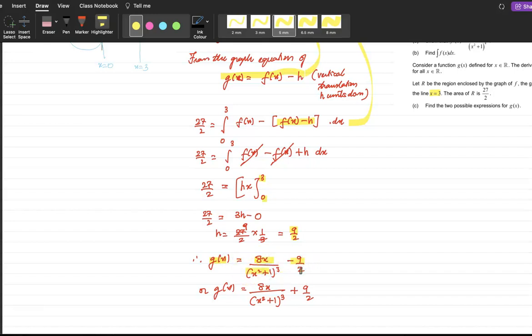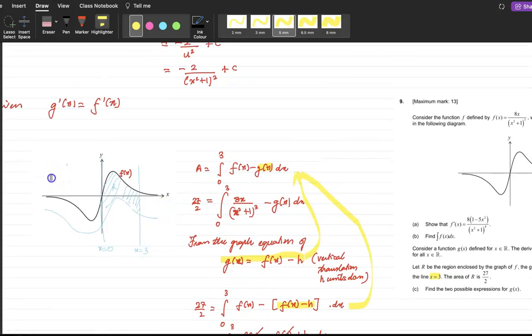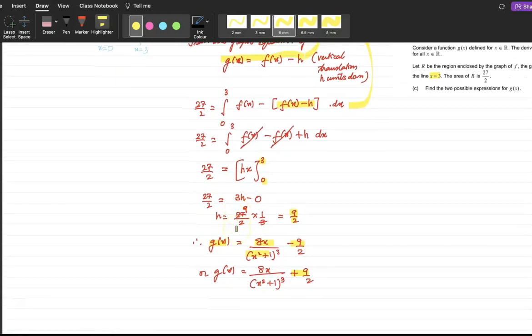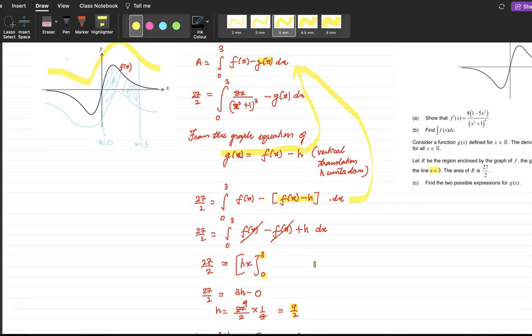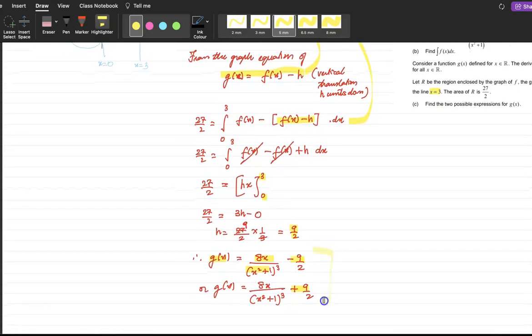That's one possibility. Or if it's placed above, the same way you can have this graph of g(x) being above. So that means your g(x) will be f(x) plus h. So your g(x) will be f(x) plus 9 by 2. So this is your answer. This is what you expect it to be.